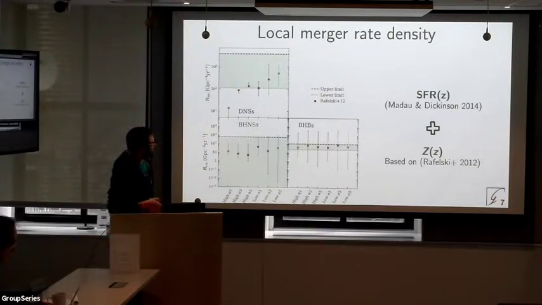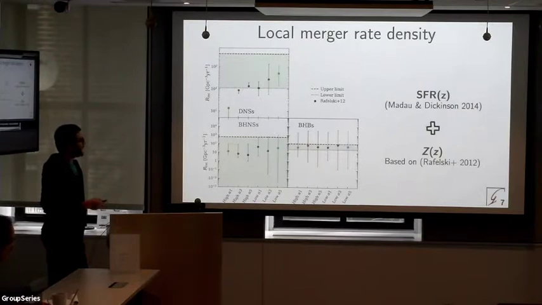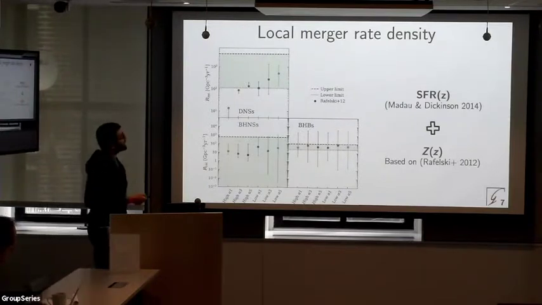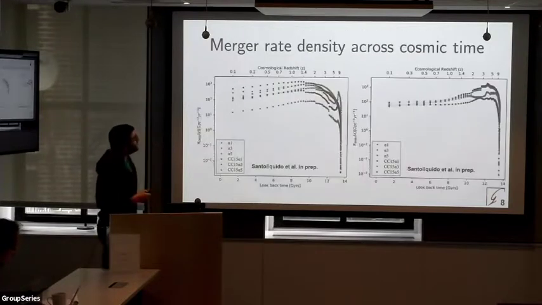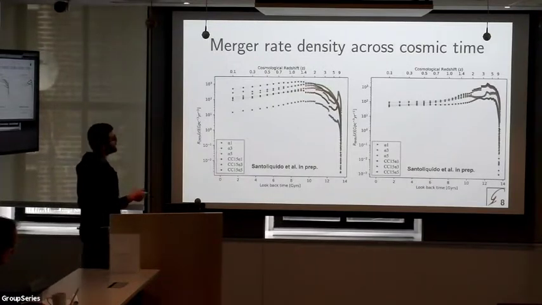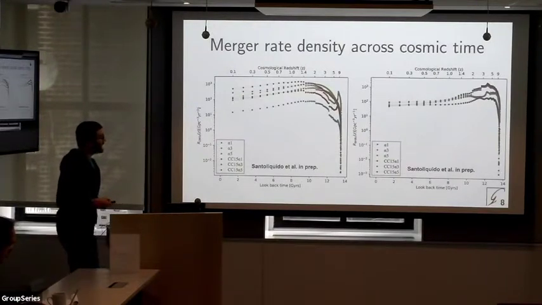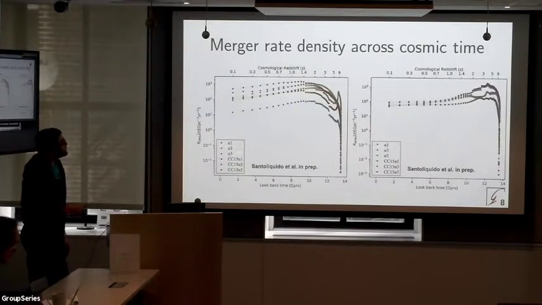So we can see also, the important thing here is that in order to match all the local merger rate density with a single value of alpha, we need a high value of alpha. So playing the same game, we can estimate the merger rate density not only in the local universe but at different redshift.